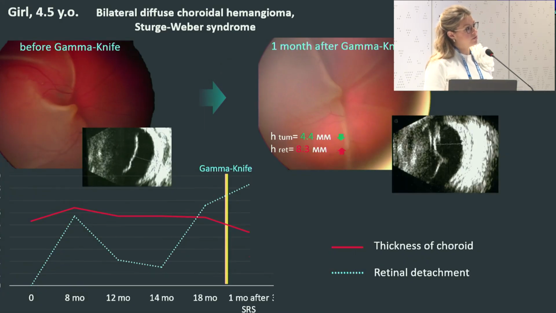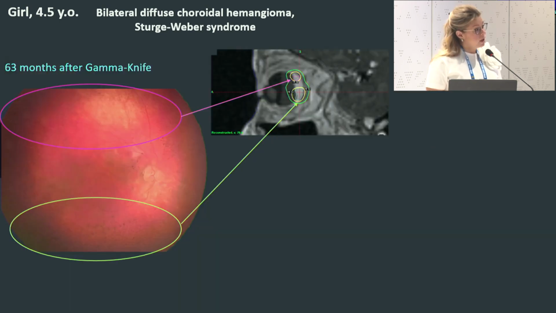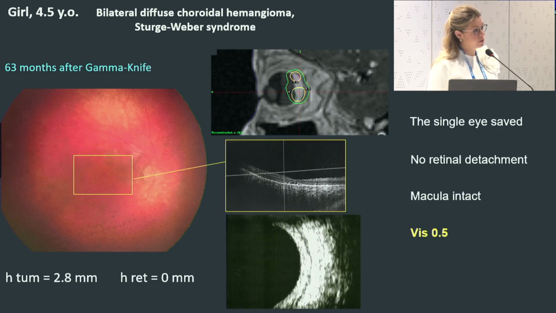So 1 month after the gamma knife radiosurgery, the thickness of the choroid decreased, but the retinal detachment increased. But within the follow-up period of 5 months and 9 months, retinal detachment has completely gone, and the thickness of the choroid measured 2.8 millimeters. The eye fundus examination demonstrated 2 tracks after the irradiation, excluding the central region of the eye, and the treatment aims were achieved, including the saved eye. It was the single eye, we should remember. There was no retinal detachment, the macula was intact, and also high vision in the single seeing eye.